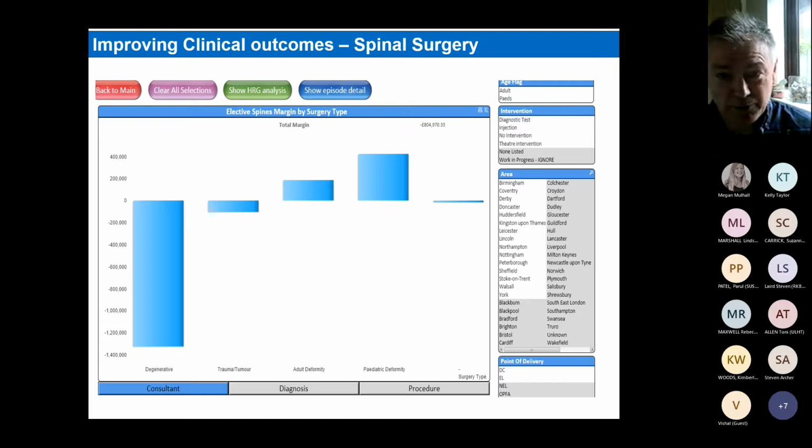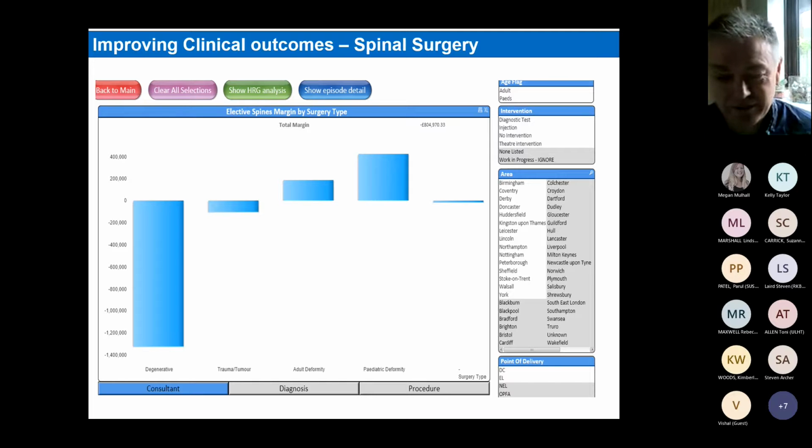So we built a dashboard that basically grouped all those procedures and diagnosis codes into surgery types that the consultants wanted to look at. They told us how they work, and they said, right, degenerative, trauma and tumor, adult deformity, pediatric deformity. So we're able to push those diagnosis or procedures into one of those categories so they could look at a dashboard in a way that they wanted to look at it. And they've got filters down the right-hand side that enable them to click on whether the patients were adults or pediatrics, what type of intervention: the diagnostic intervention, injections, no intervention, or been in theatre.